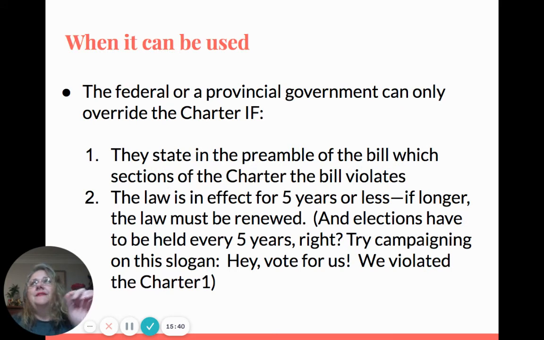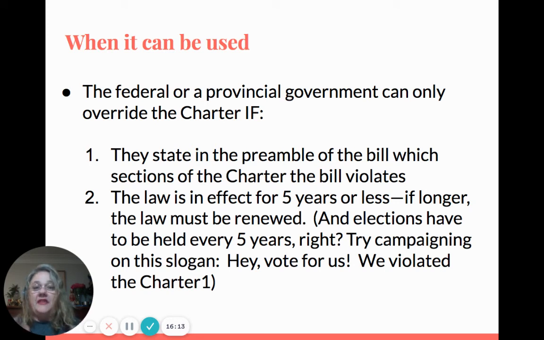Well, so they gave them the escape valve, but then they put some interesting restrictions on the escape valve. If you're going to violate the Charter, you have to say straight up in the beginning of your law, hey, we know we're violating the Charter, this section, we're doing it anyway. So they're not letting you hide and do it in a sneaky fashion. You have to actually come right out and say it. And then the other thing that's interesting is that your ability to violate the Charter only lasts for 5 years.